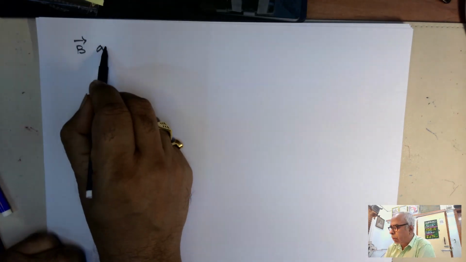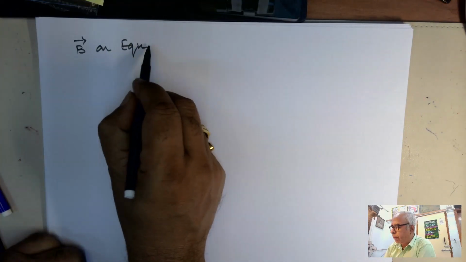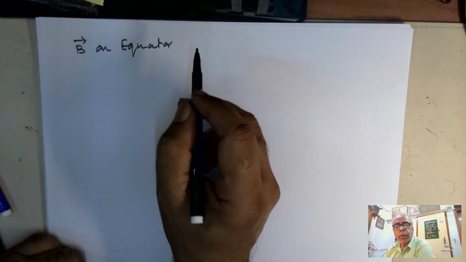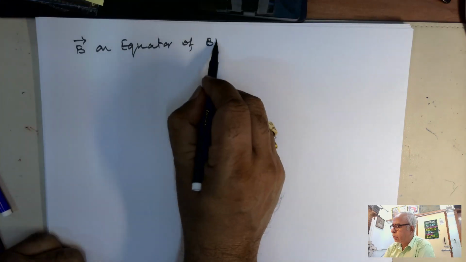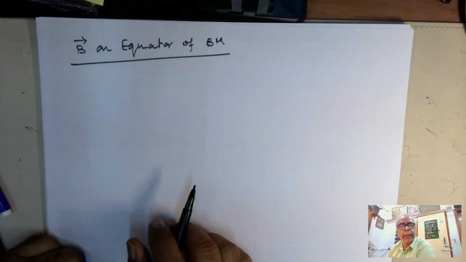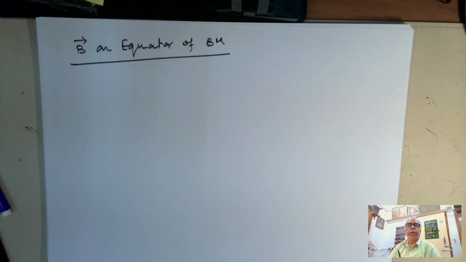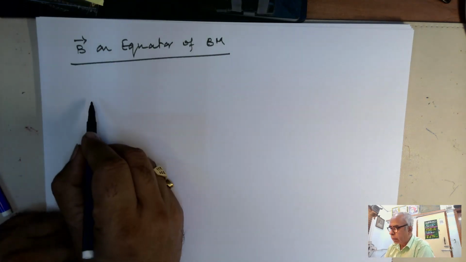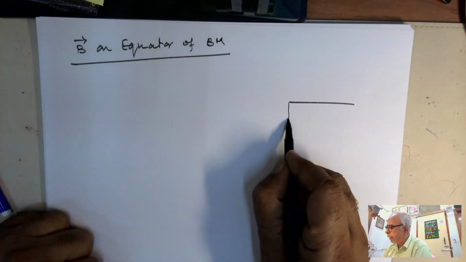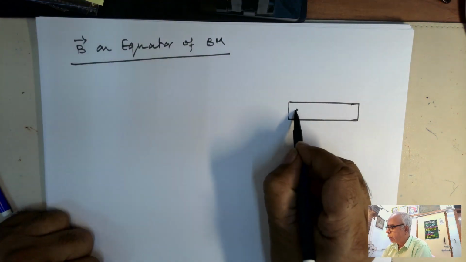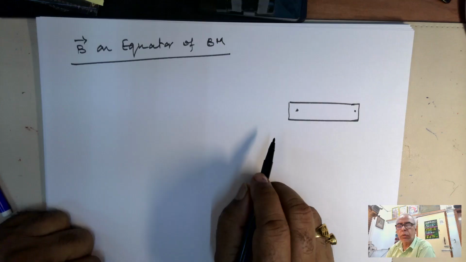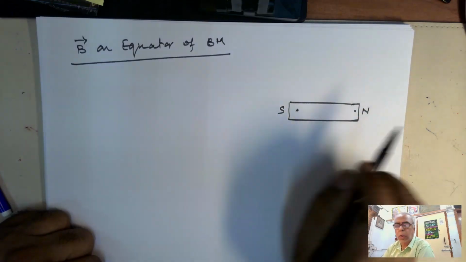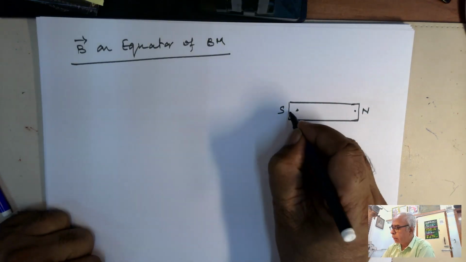Magnetic field on equator of bar magnet. Now, in this case, we need to consider the perpendicular position of the point to the magnetic axis. So let us consider the bar magnet like this. You know, this is the south pole, north pole. So south and north.